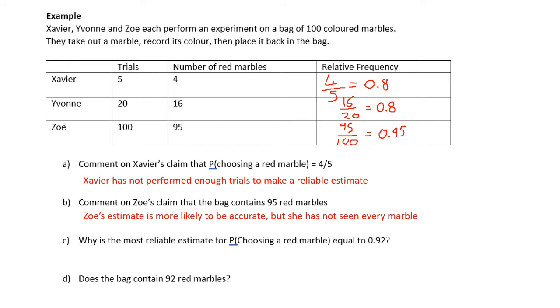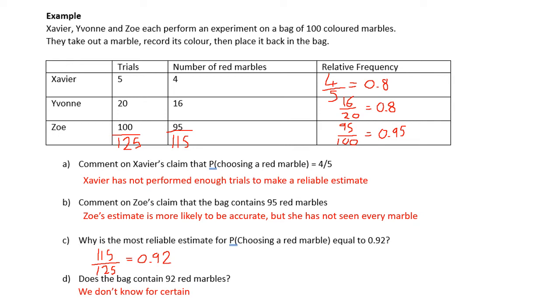Thirdly, why is the most reliable estimate 0.92? Well, that's not actually something that's on the board, but we can do something clever. We can combine the 3 sets of results together. We can say that overall there are 125 trials and 115 red marbles, so the most accurate answer for the probability of choosing a red marble is 115 over 125, which is 0.92. Does the bag actually contain 92 red marbles? Well, again, it's more likely to be correct than Zoe, but we still don't know.